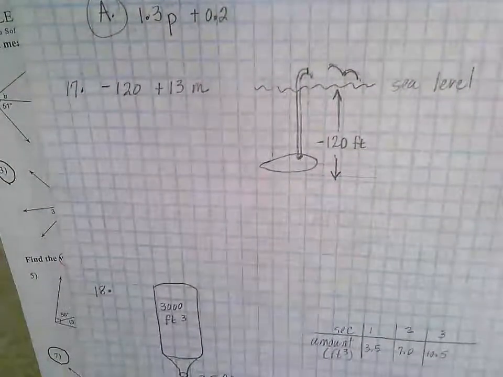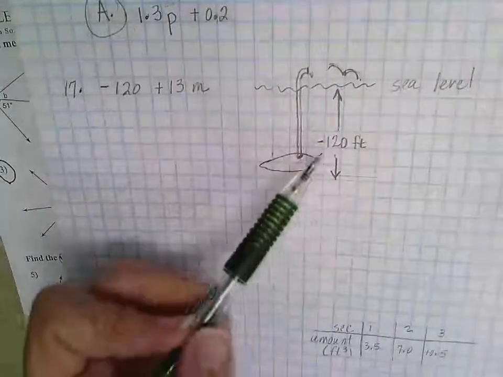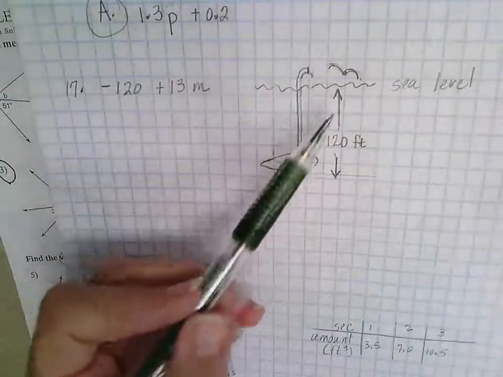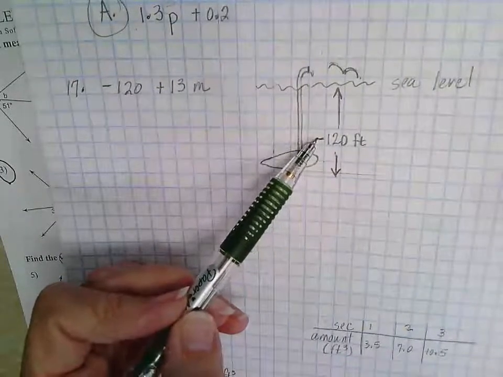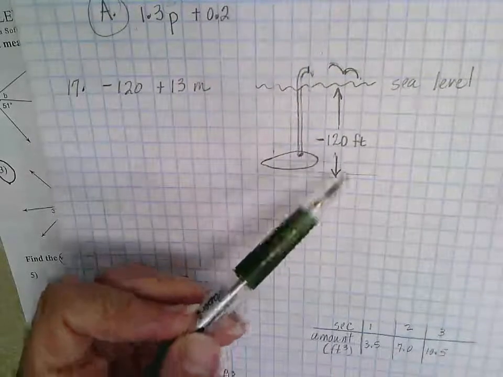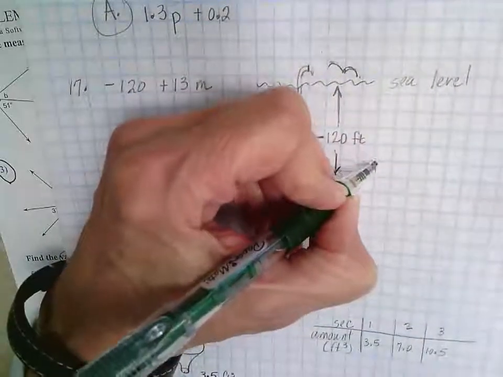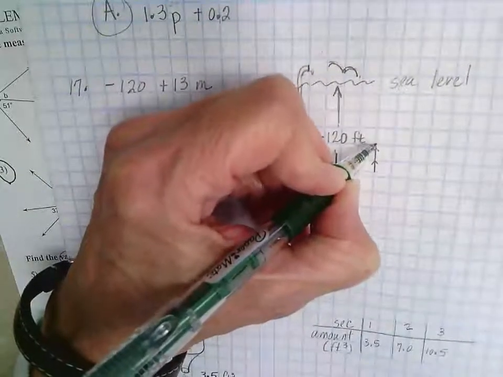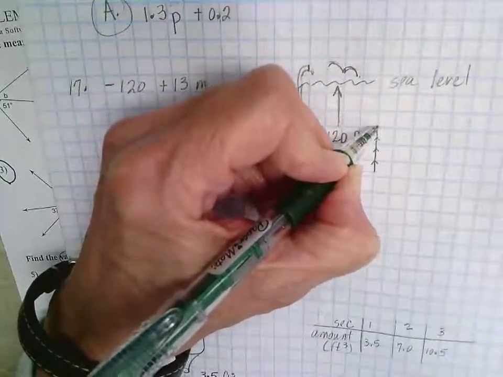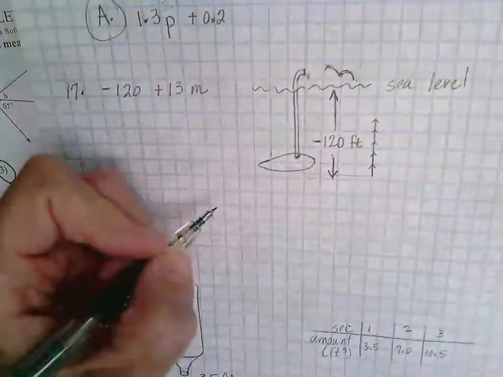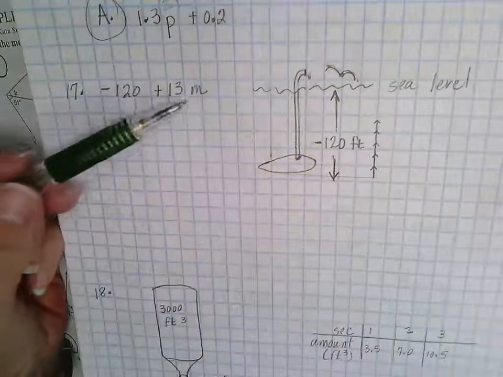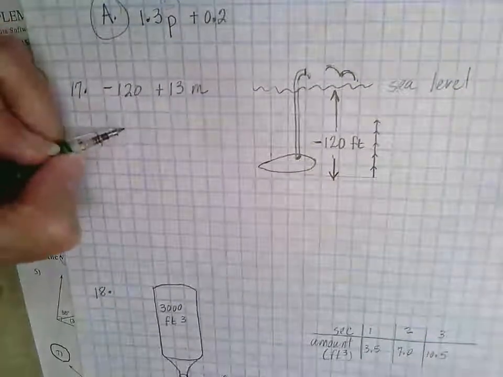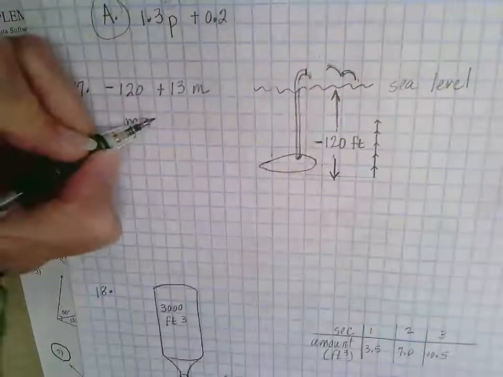So I drew a little picture here of what's happening. Here's my little submarine with my periscope, and this is the submarine's location. Currently, it's 120 feet below sea level, and so it's going to be rising incrementally over a period of minutes to get back up to the surface. So we want to know what the location will be after 6 minutes. And so that tells us that m is equal to 6.